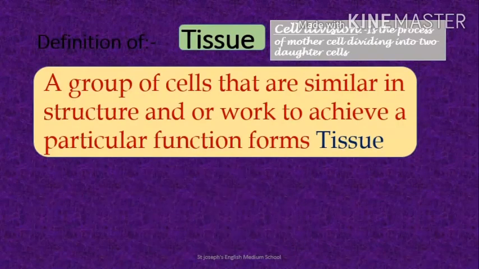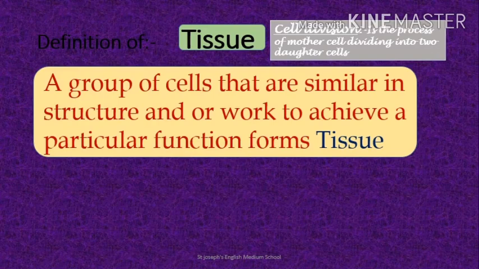But do you know, children, how these tissues are formed? These tissues are formed by a process called cell division. Cell division is the process by which a mother cell divides into two daughter cells. In this way, a single cell divides into two, and from those two again they will divide into four. In this way, there will be an increase in the number of cells and a group or a cluster of cells formed, and this cluster of cells forms the tissues and they do a particular function in a very efficient manner.